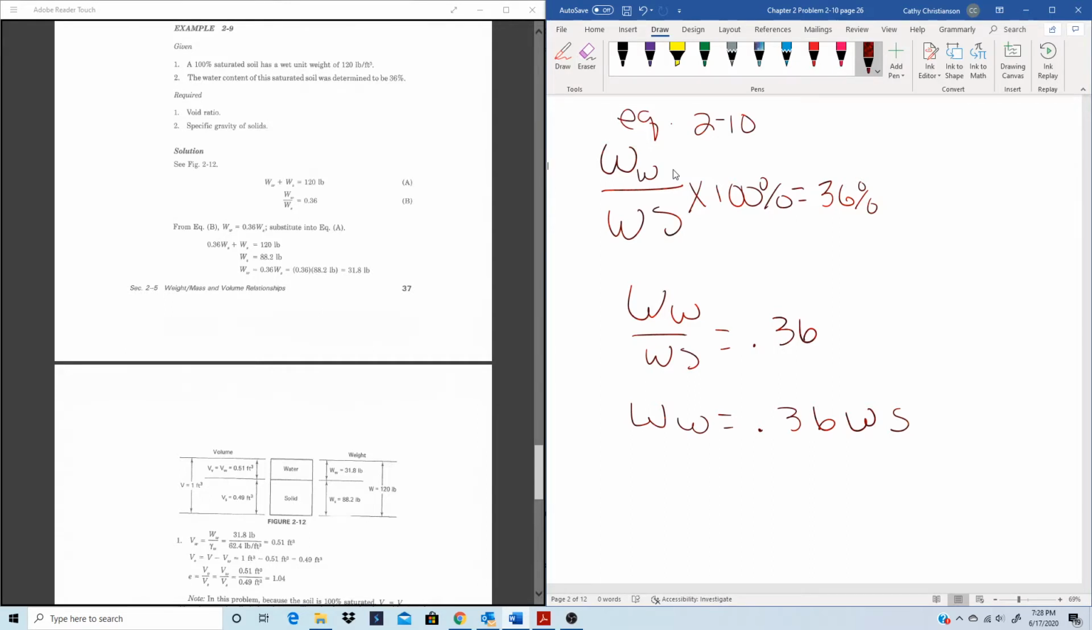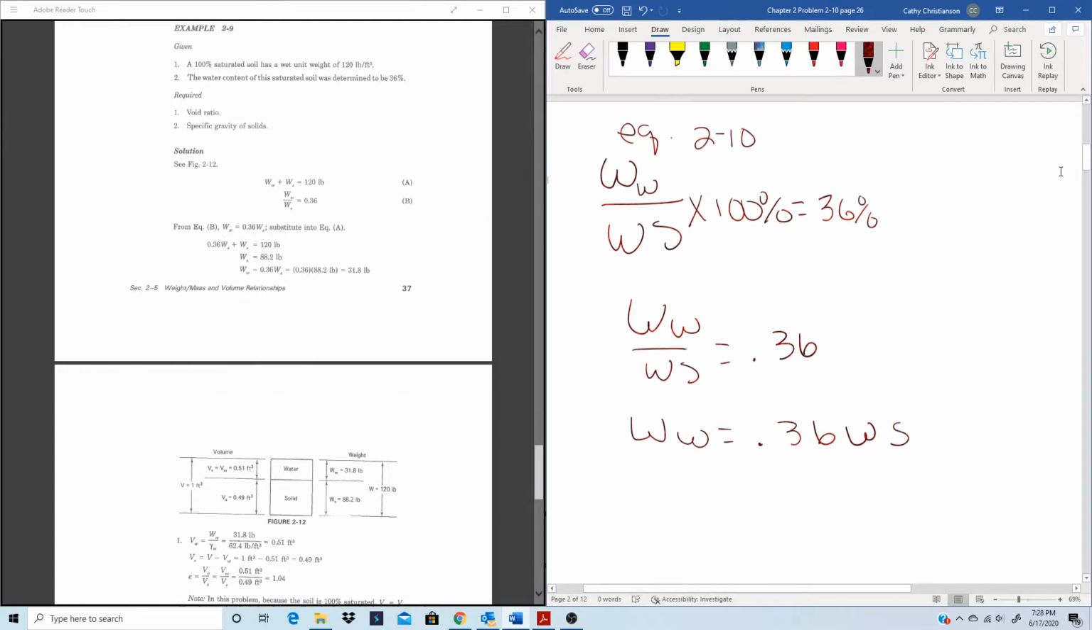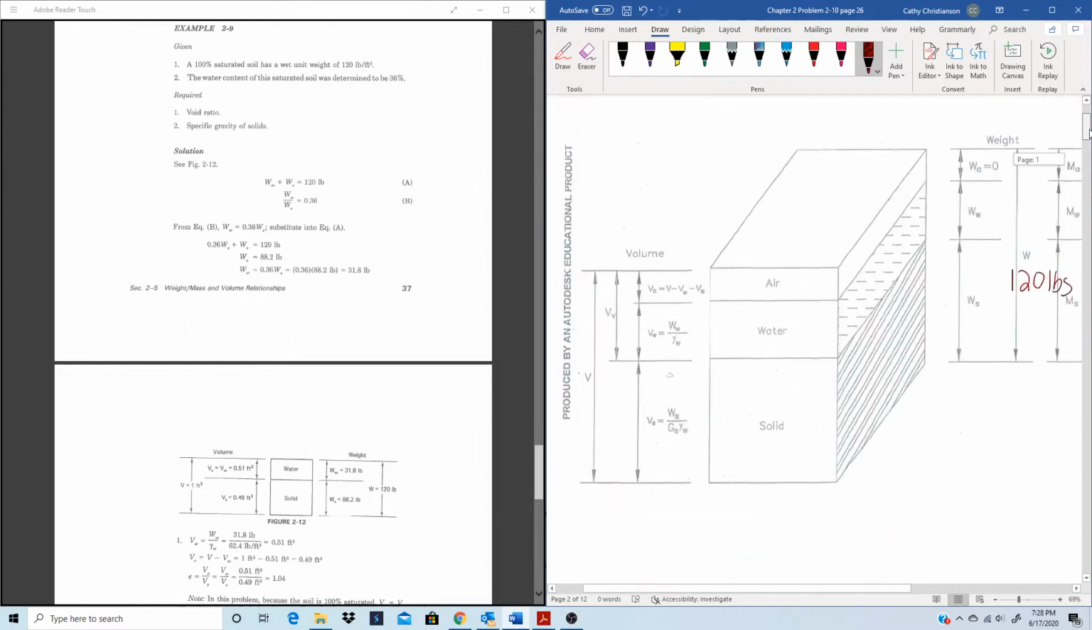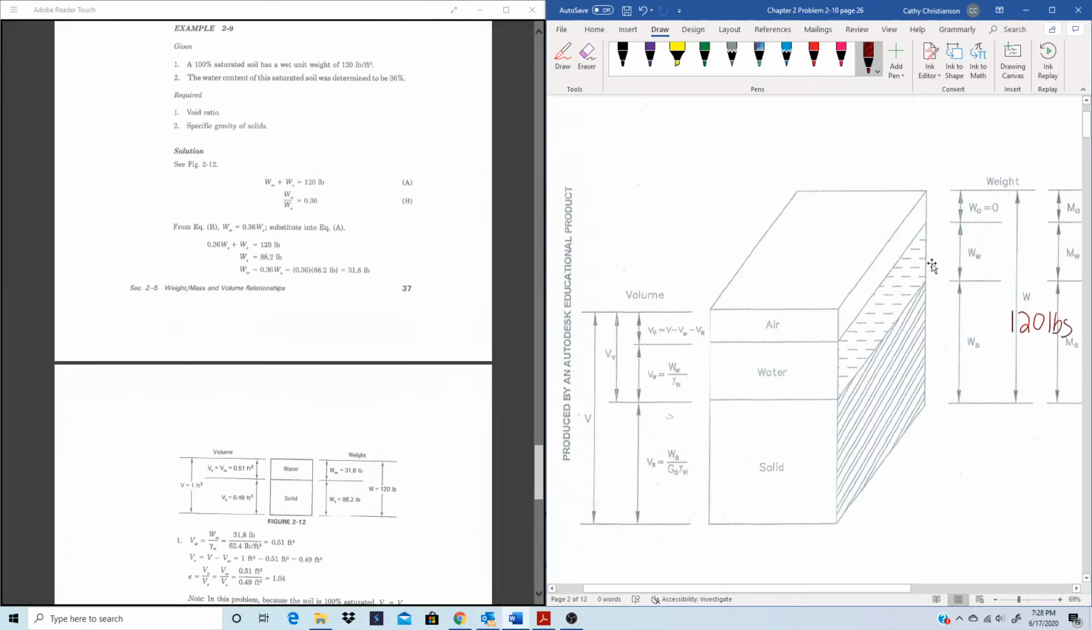Alright, so we also know based off these formulas, so let me go back up, because these formulas are not in the book. But if you want to write them down, you always know that the weight of the air, the weight of the water, and the weight of the solid has to equal W. And air doesn't weigh anything. So right now I can say WW plus WS equals 120.